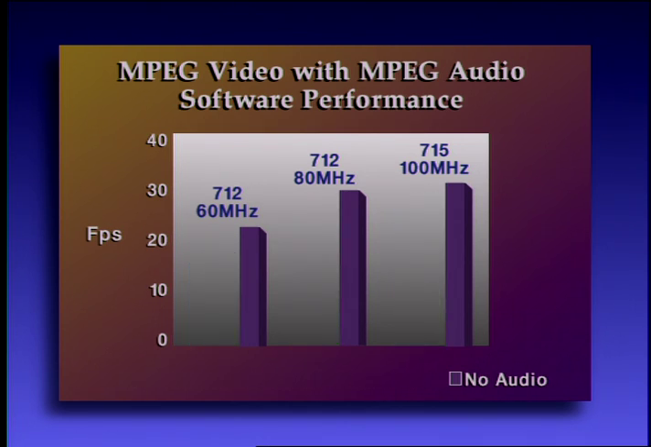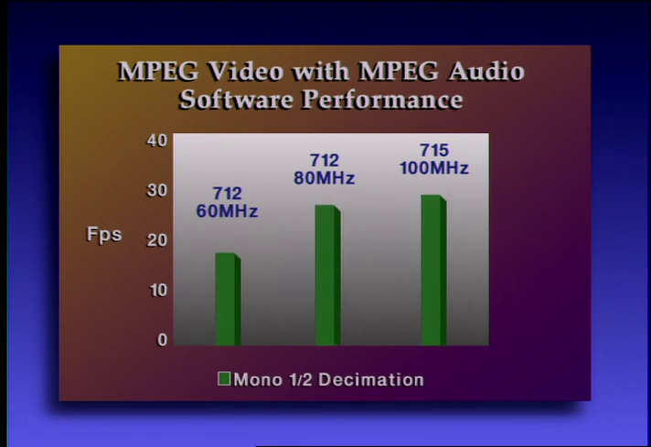The rightmost column in each group represents video only without audio. Now here, the video is synchronized to the encoded video rate, so that video decoding is not allowed to go any faster than 30 frames per second. The middle columns represent average grade audio. Here the audio is mono with half decimation, meaning that every other audio sample is used.